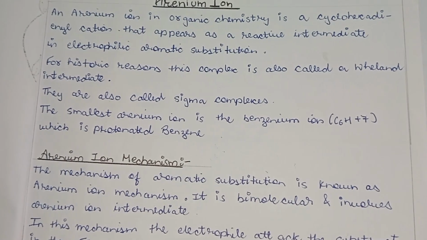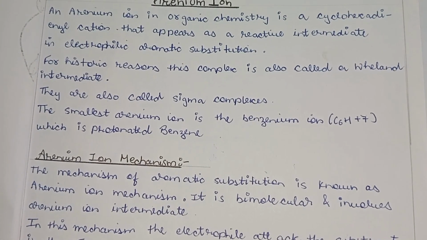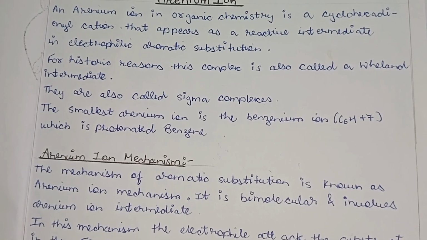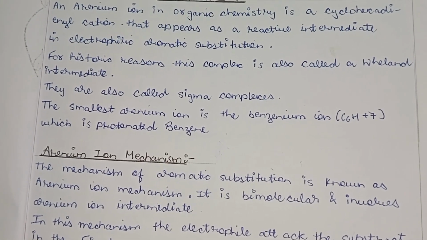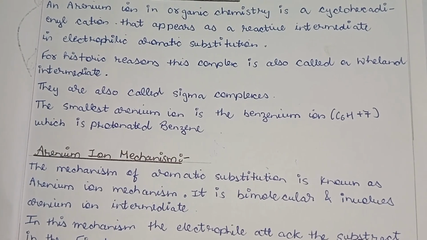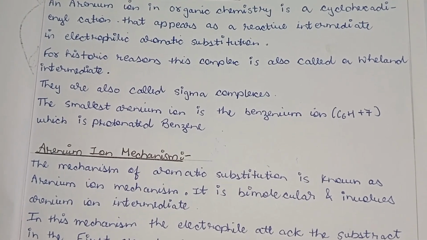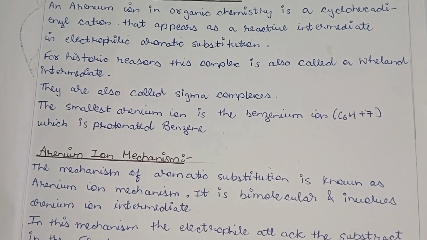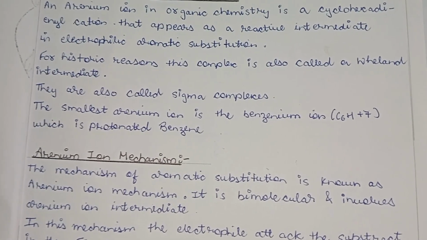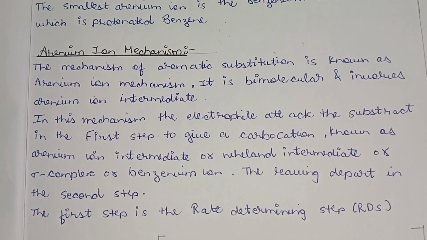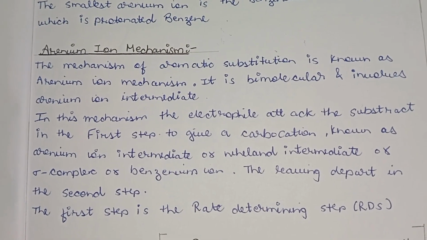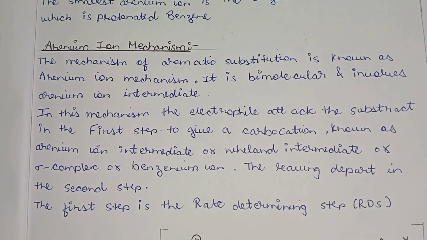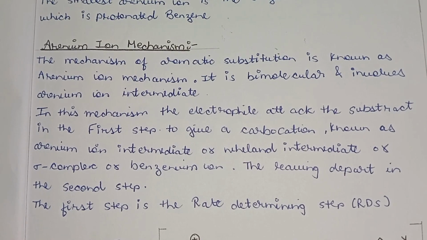Arenium ion. An arenium ion in organic chemistry is a cyclohexadienyl cation that appears as a reactive intermediate in electrophilic aromatic substitution. For historic reasons, this complex is also called a Wheland intermediate. They are also called sigma complexes. The smallest arenium ion is the benzenium ion, which is protonated benzene. Arenium ion mechanism. The mechanism of aromatic substitution is known as arenium ion mechanism. It is bimolecular and involves arenium ion intermediate.